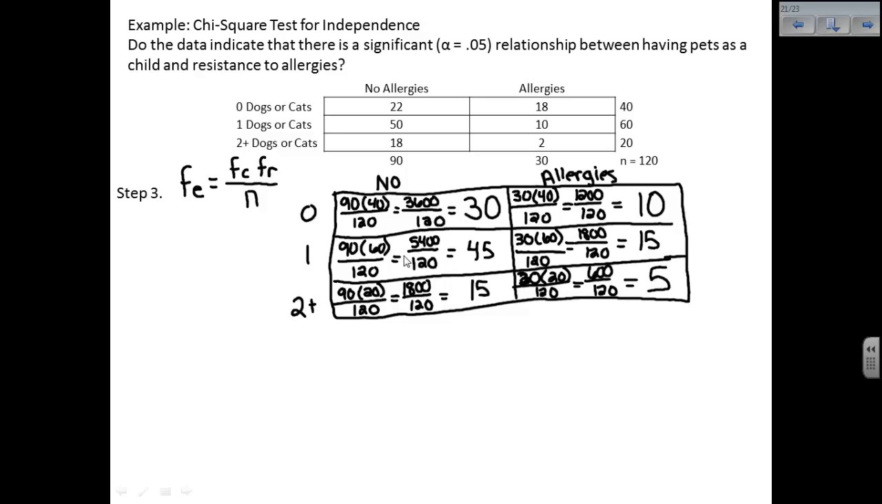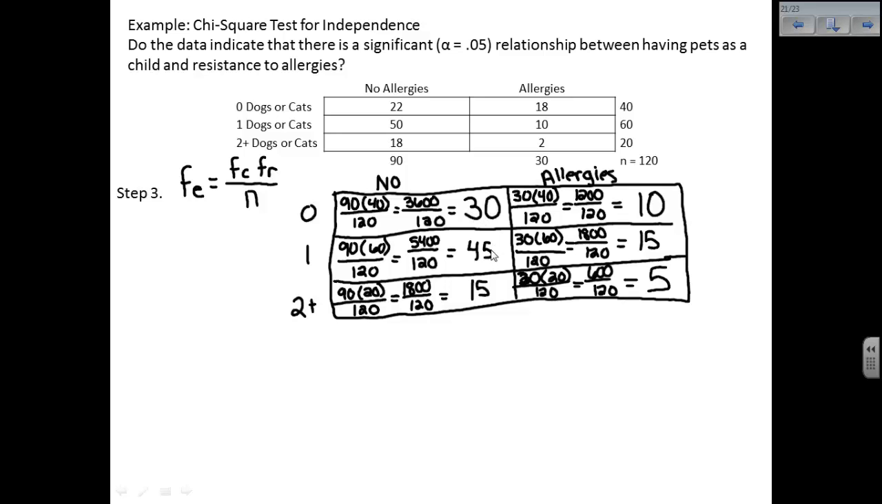Notice how we have different numbers for all the groups for the most part because we don't have an equal number of people with the number of animals. We have a different sample size for each of those groups. So we have different numbers for all of our expected frequencies. One way to check your work would be to make sure that your column and row totals are still the same after you find your expected frequencies.